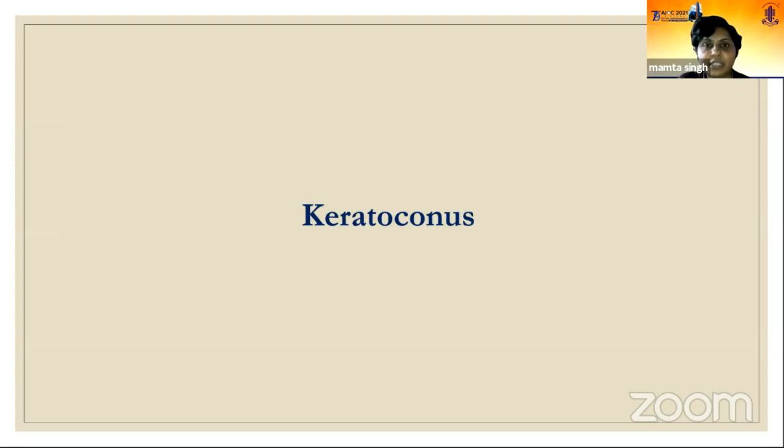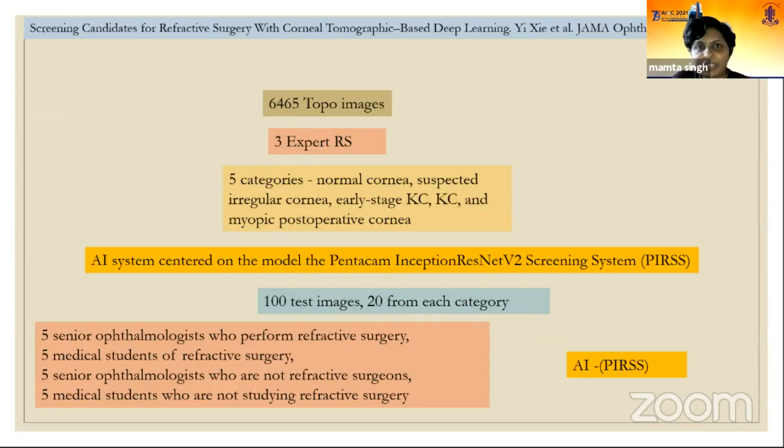Let's talk about keratoconus. One of the recent studies published in JAMA 2020 used 6,465 topo images. And this large collection of topo images was given to three refractive surgeon experts. These experts divided these images into five categories: normal cornea, suspected irregular cornea, early stage keratoconus, keratoconus, and myopic postoperative cornea.